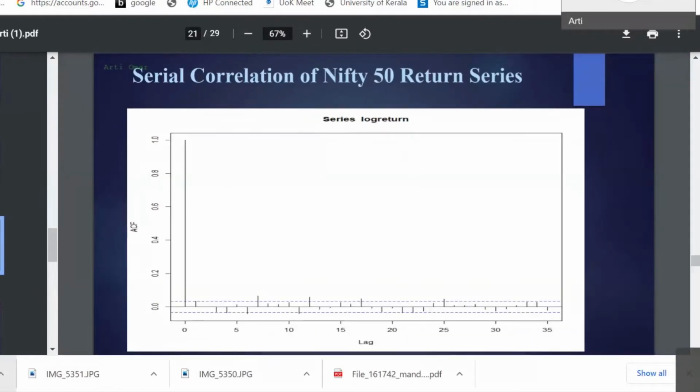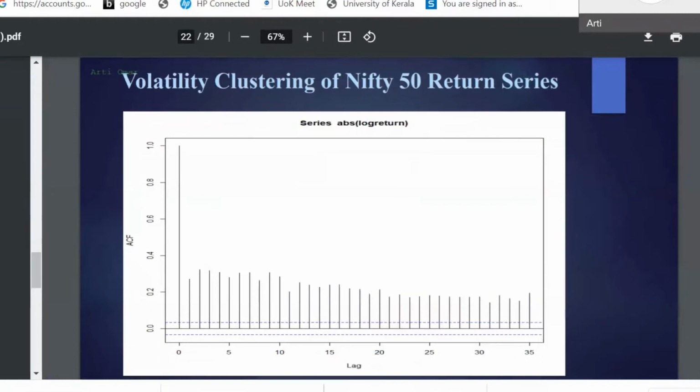Okay. Now, can you come to slide number 22? Now you can see the volatility clustering in the Nifty 50 returns. You can see there is high volatility clustering. Why? Because the serial correlation is very, very high.